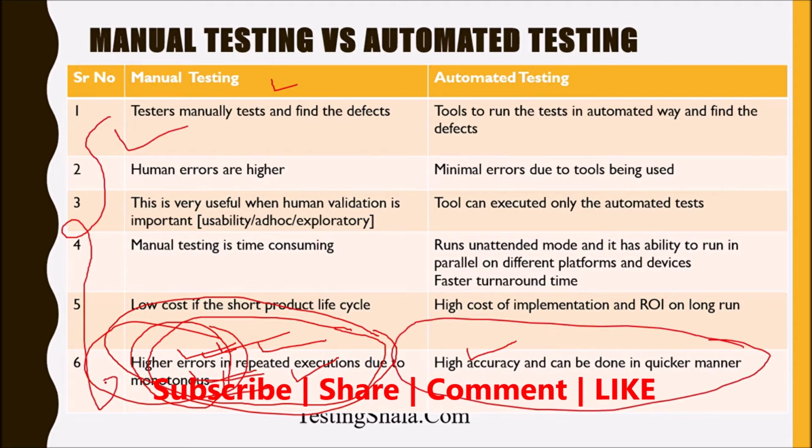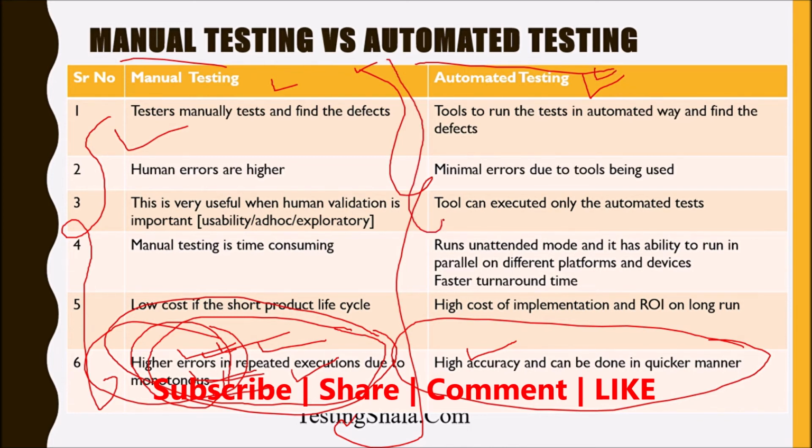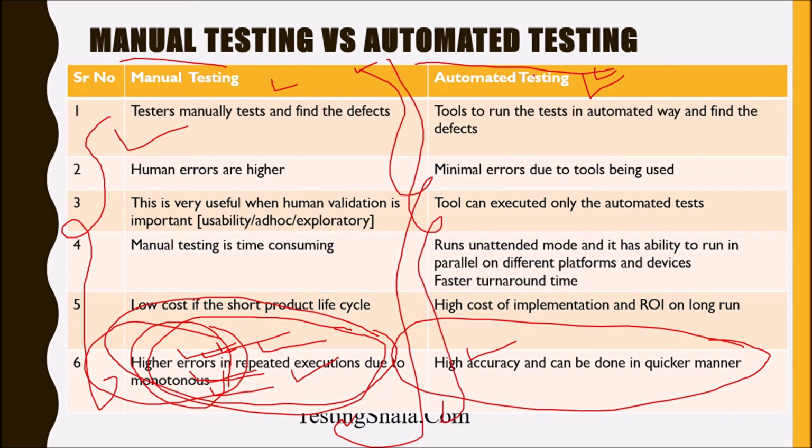These are the six important differences between manual testing versus automated testing. I hope you clearly understood what manual testing is, what automated testing is, when we need to use manual testing, when we need to use automated testing, and the difference between manual testing versus automated testing.